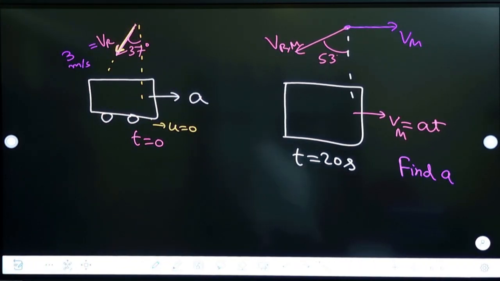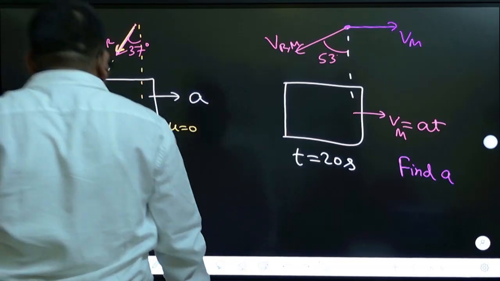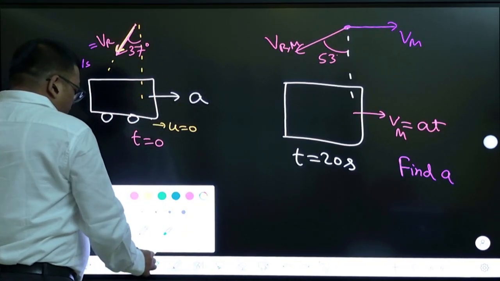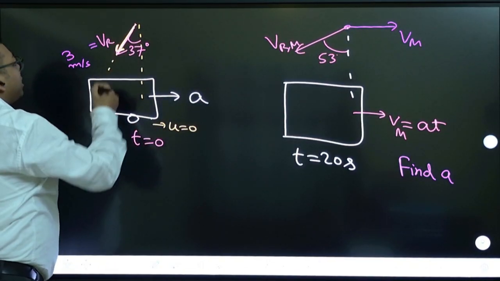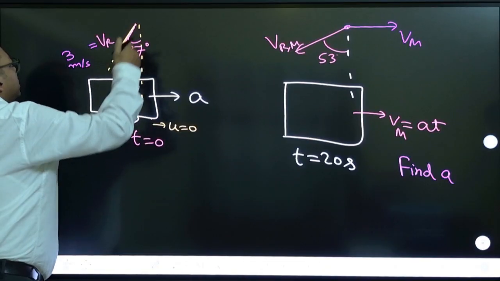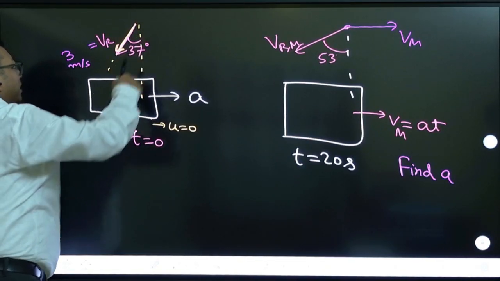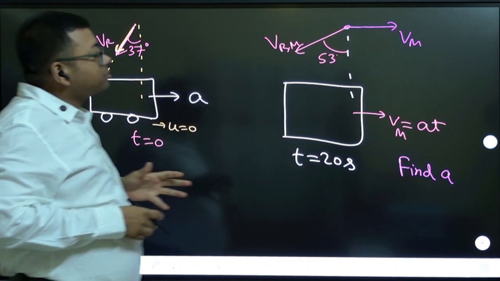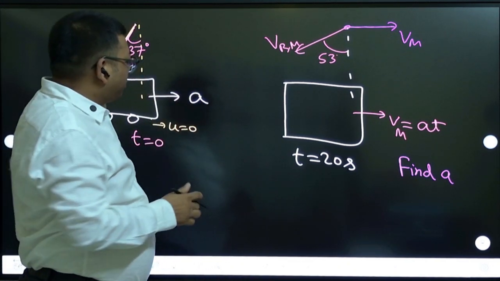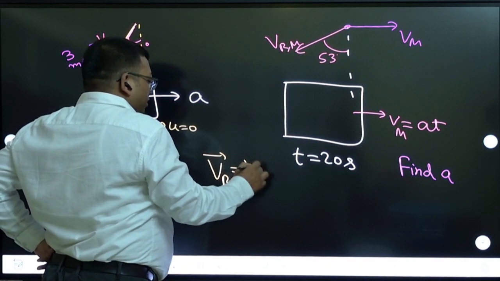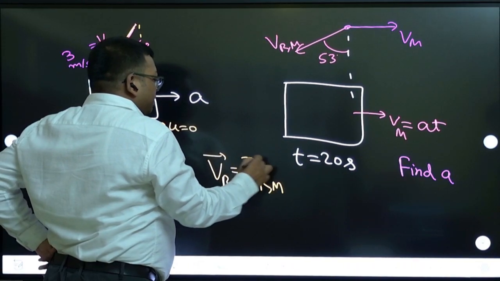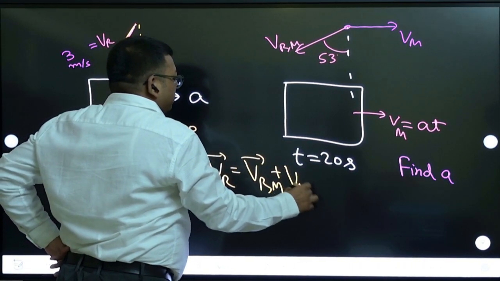Good question. We can solve it, definitely not that tough. Okay, so first of all, this is the velocity of rain. We know its value and we also know the angle. Today we have discussed that the velocity of rain is equal to the velocity of rain with respect to man plus the velocity of man.